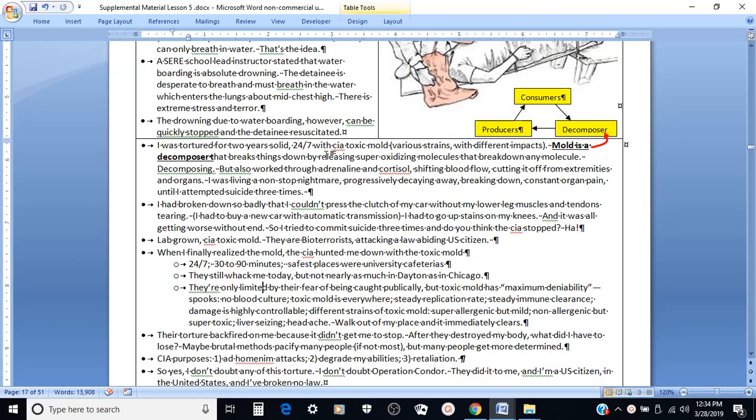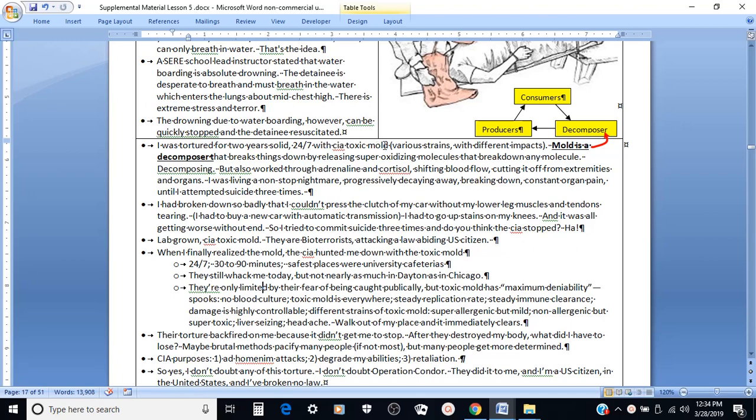Okay, so I want to talk about my torture. Right now, I was tortured. I didn't know it. I thought it was a medical condition, and it lasted 2 years solid, right, until I realized what's going on. And this is kind of what happened. So I'll just follow what I say here. I was tortured for 2 solid years, 24/7, with CIA toxic mold.